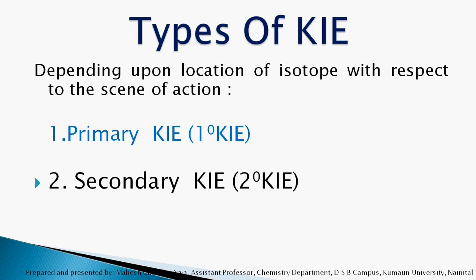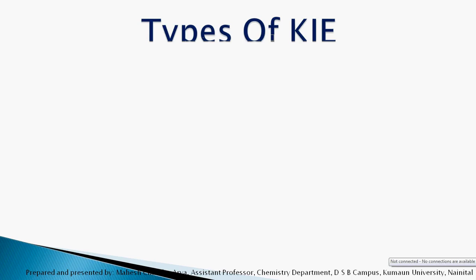Apart from this, we are going to discuss one more type of KIE known as steric KIE in our forthcoming lectures. So first, let us understand what is meant by primary and secondary KIE. Let us try to understand these two types of kinetic isotope effect with the help of some examples.